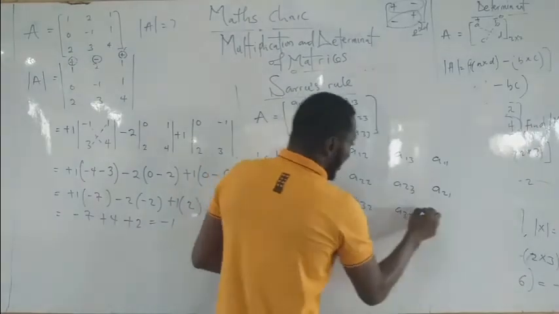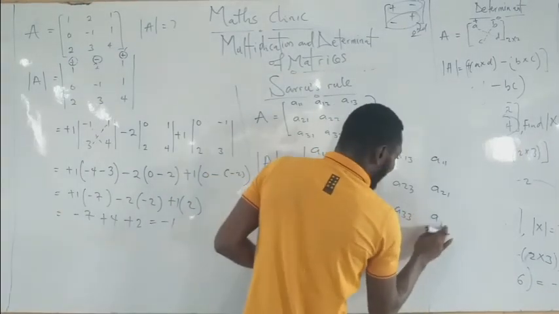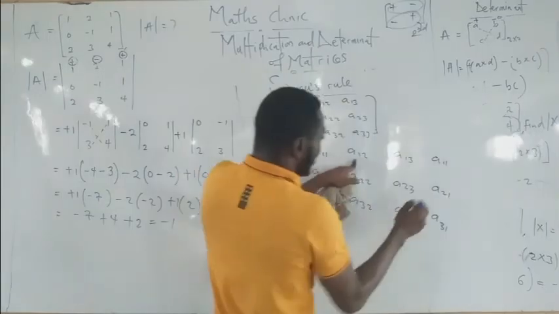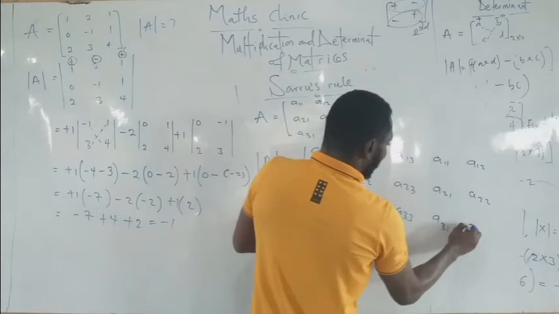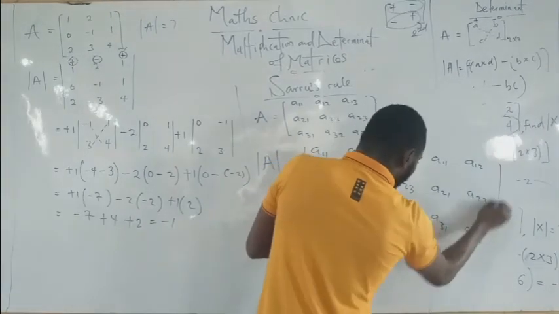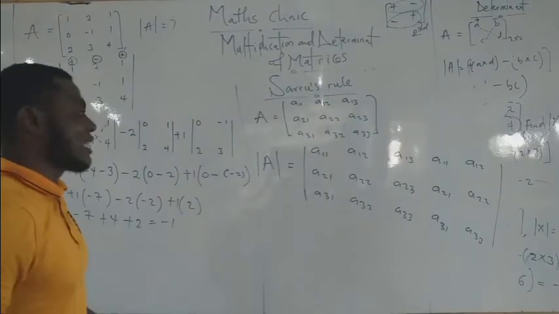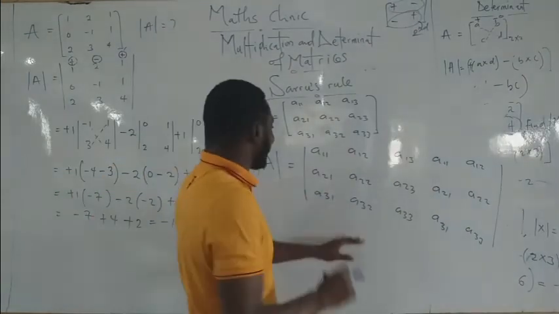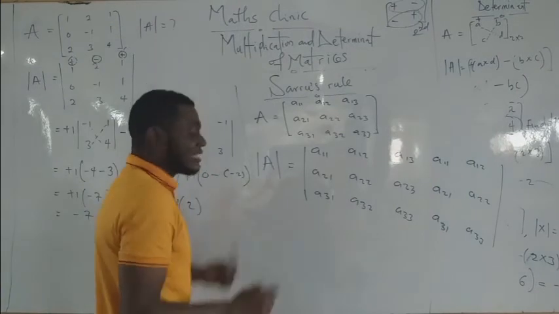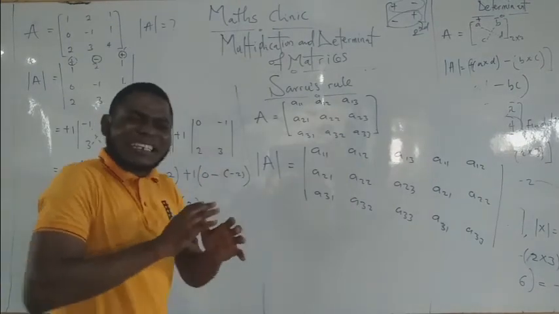A21, A31, followed by what? A12, A22, A33. Repeat the first and the second what? Column. Can you see that? So this is what we call what? Sarrus rule. Then writing it this way, we now pick diagonally.